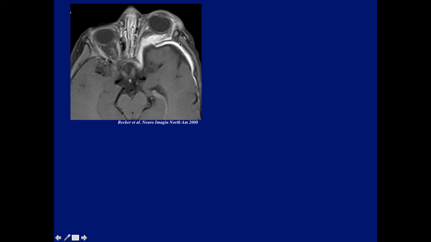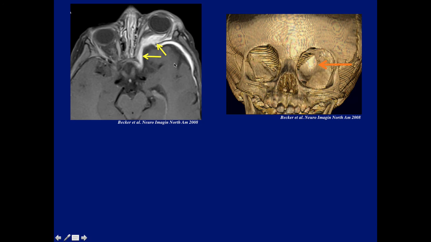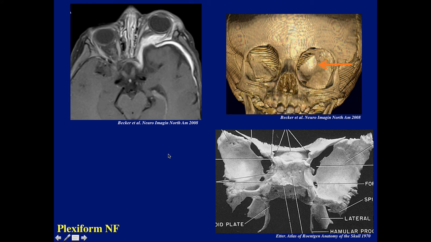And this is another case of this from the literature showing again this expansion of the superior orbital fissure. And this was a plexiform neurofibroma, extending all the way from the orbit back to this markedly enlarged superior orbital fissure. Patient was NF1.